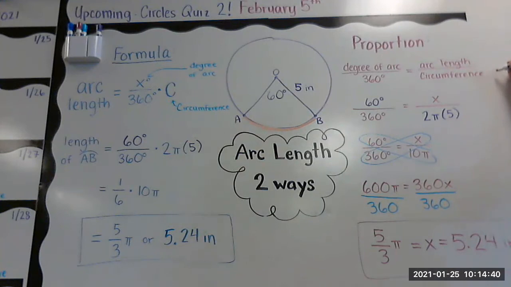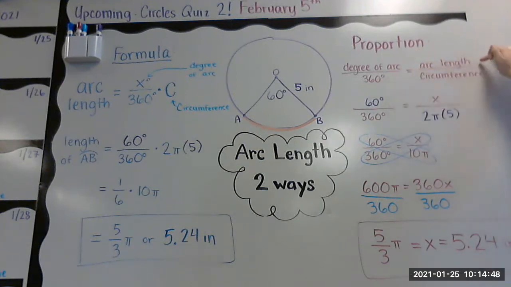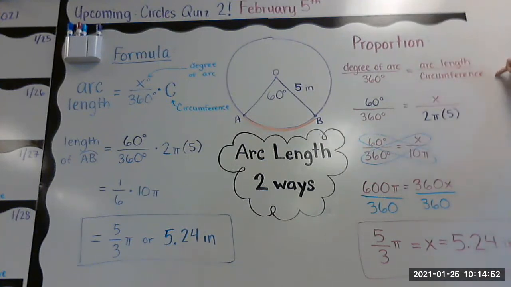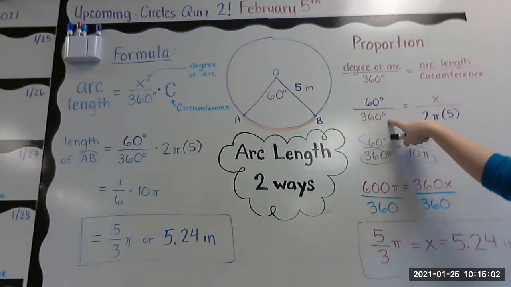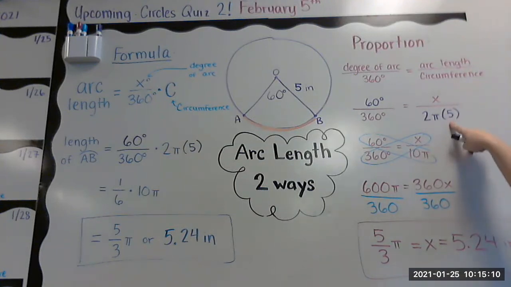The whole idea with proportions is setting up the same relationship between your two ratios. So we have part over whole equals part over whole. Part of the circle out of the total 360, part of the circle out of the total circumference. So we have a very similar setup, but it's structured a little differently. 60 degrees out of my total 360 is equal to whatever my arc length is, that's my x, out of 2 times pi times 5 for my total circumference.